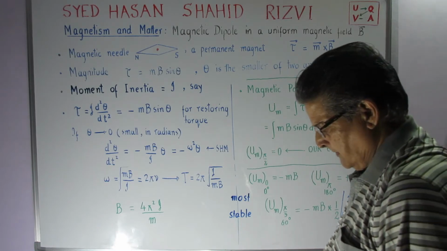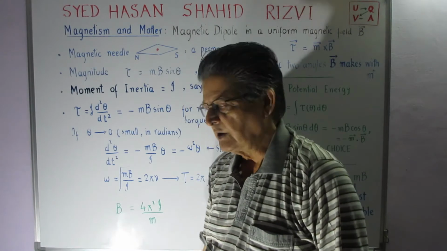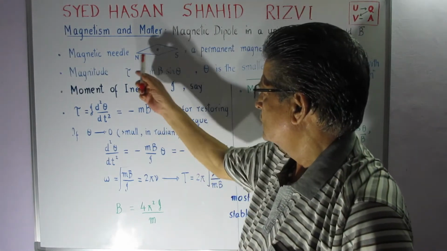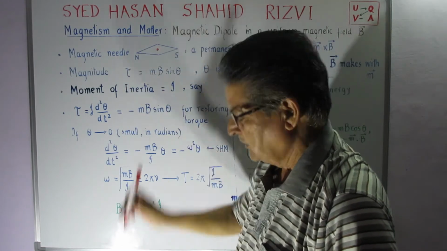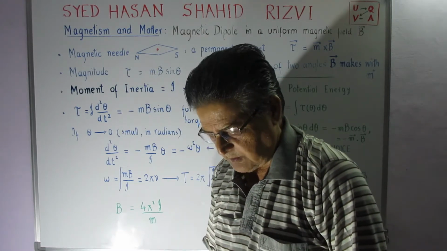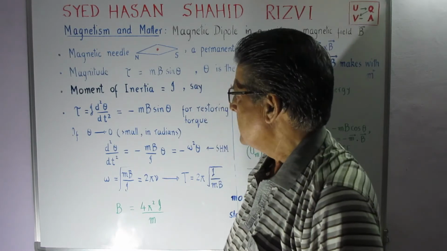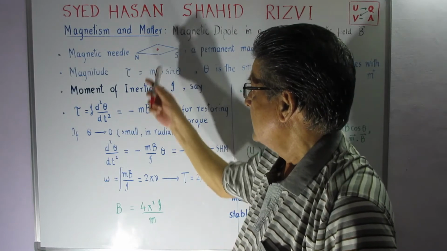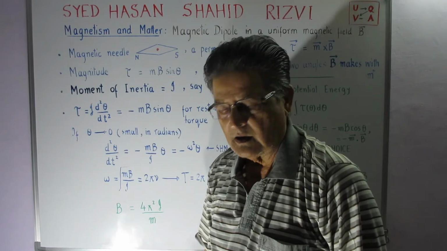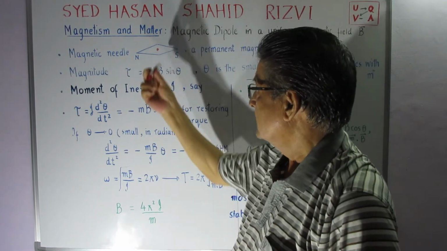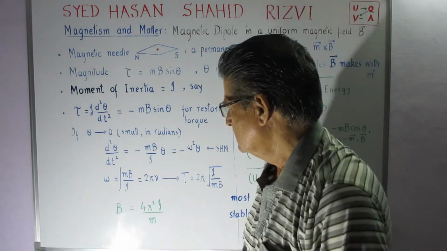I am going to take a magnetic compass needle which looks like this: north side, south side here and north here. This can be obtained by pivoting a small permanent magnet, and then imposing on that a foil, and there is a pivot, and on that pivot it can move.